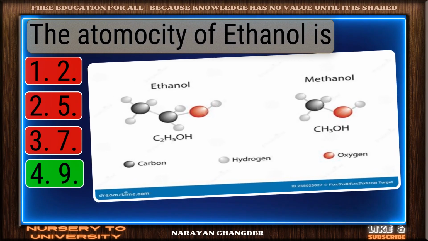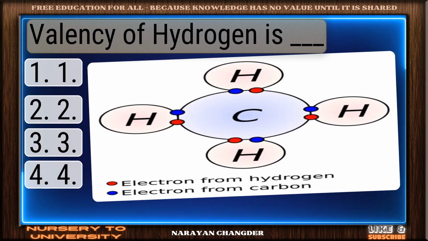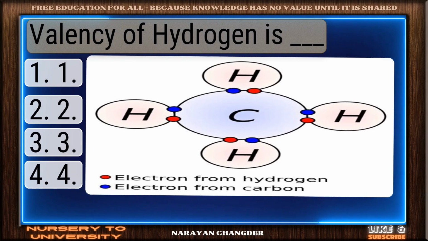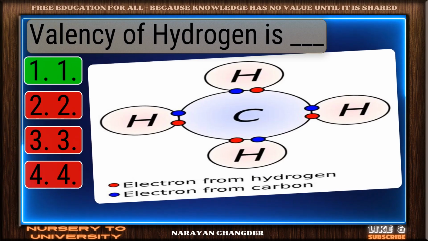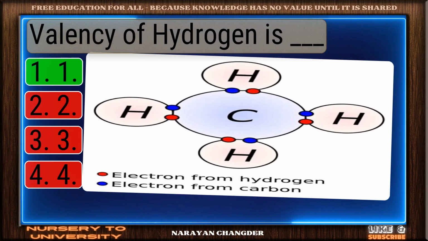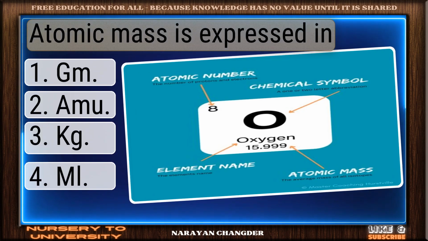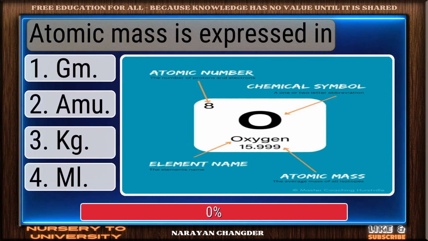Excellent. 9 is a brilliant choice. Question number 256. Valency of hydrogen is dash. Sharp thinking. 1 is the right choice. Question number 257. Atomic mass is expressed in.